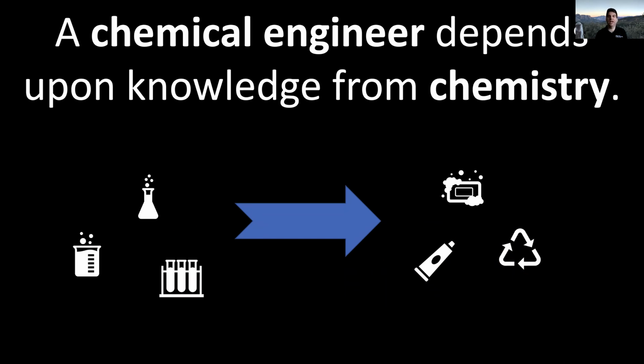It's like, okay, a chemical engineer depends upon knowledge from chemistry. So I've got on the left side of the screen here some chemistry, done some experiments, learned some things. And then a chemical engineer builds things, recycling processes, soap, toothpaste, whatever. So we've built stuff from knowledge gathered from those sciences.